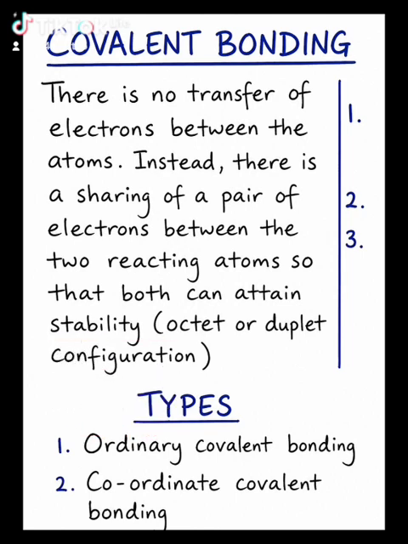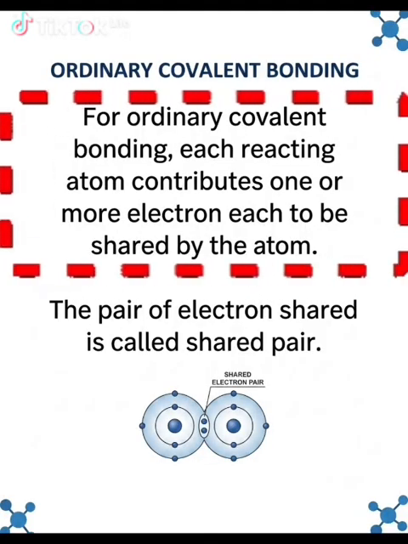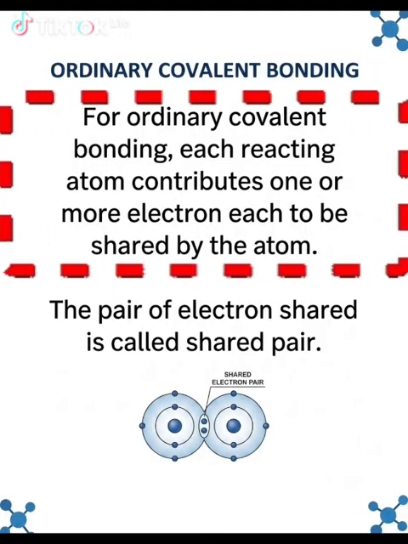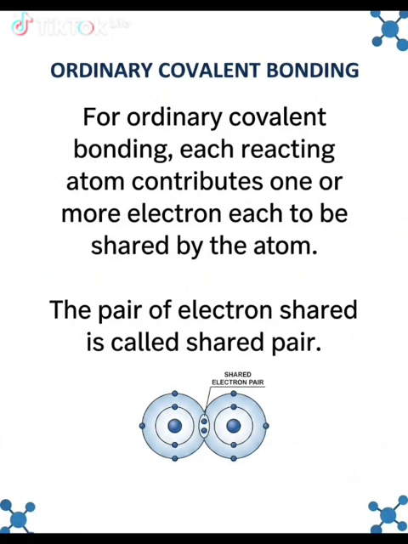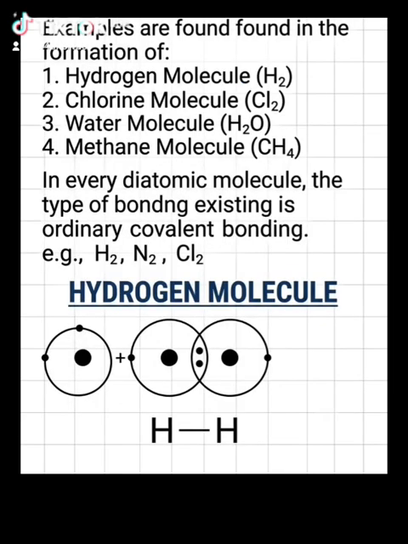There are two types of covalent bonding: ordinary covalent bonding and coordinate covalent bonding. For ordinary covalent bonding, each reacting atom contributes one or more electrons to be shared by the atoms. Shared pair refers to the pair of electrons shared during bonding. An example of an ordinary covalent bond is found in the formation of hydrogen molecules.